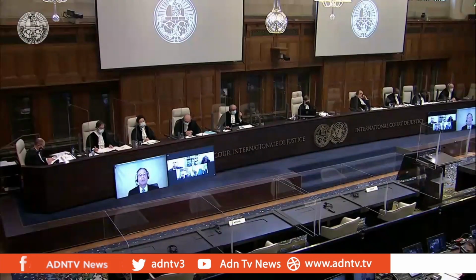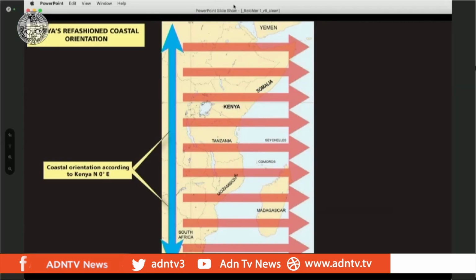Madam President, the equidistance line therefore constitutes an equitable boundary throughout the relevant area, from the starting point on the coast to the outer limit of national jurisdiction in the extended continental shelf. Somalia respectfully submits that this is the boundary international law requires the court to adopt in this case. Richler then showed new maps that Kenya has offered and demonstrated how they don't adhere to international norms.